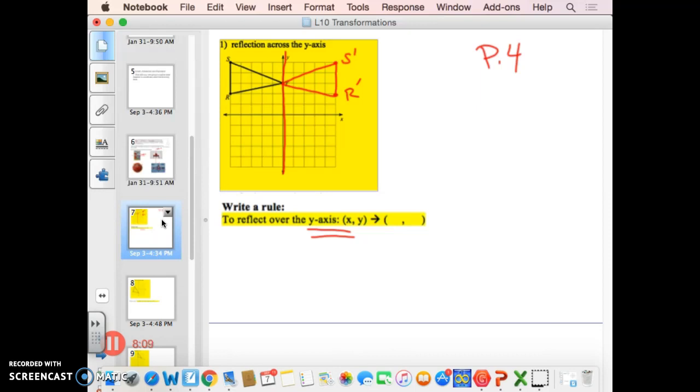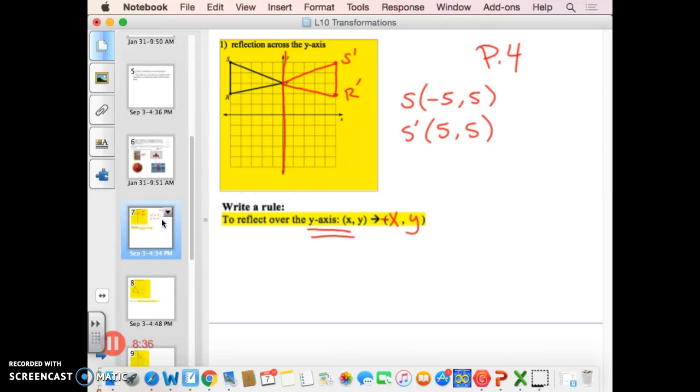What happened to my coordinates? Well, let's look. S is currently at -5, 5. S prime is at 5, 5. So what you can notice is that the coordinates stayed the same, so you have an x and a y coordinate, but what happened was the x coordinate was negative and now it went positive. So that makes us put a little negative sign in front.